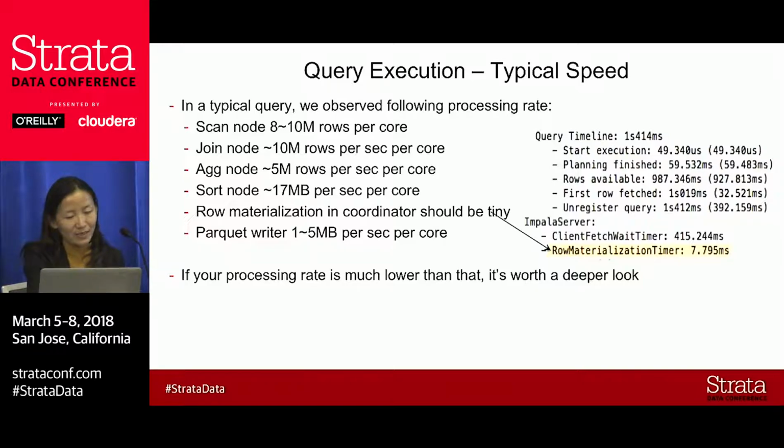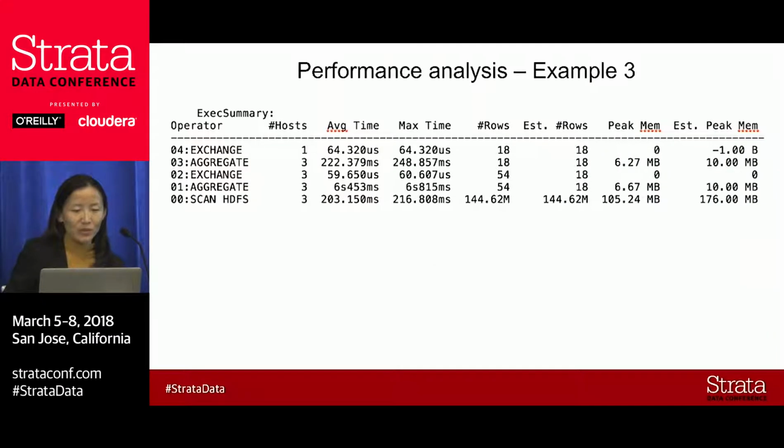For the row materialization, for the Parquet writer, it's roughly about 1 to 5 million bytes per core. So this is just a rough estimation. Keep that in mind because you're going to need it when you're doing the performance analysis.